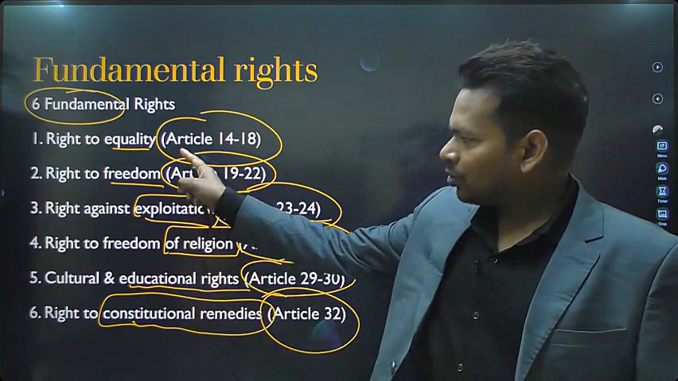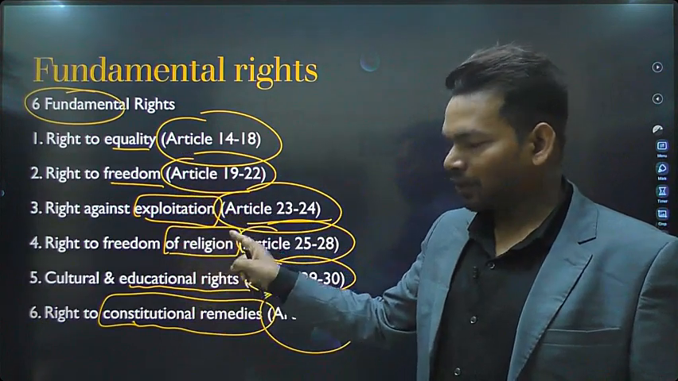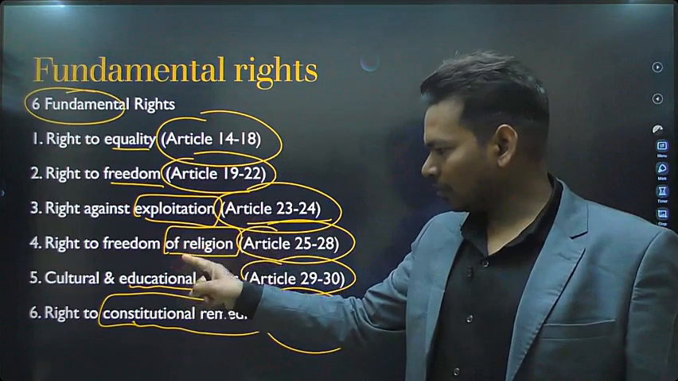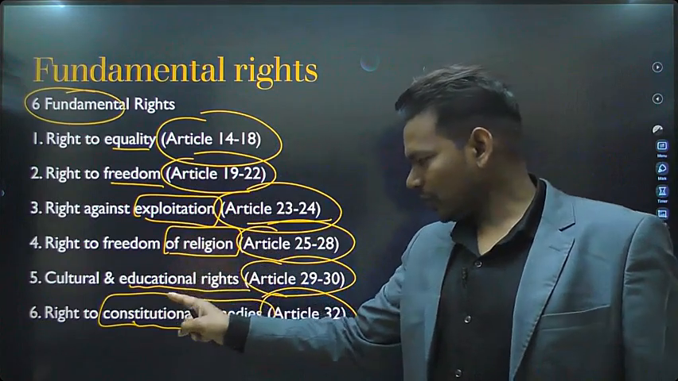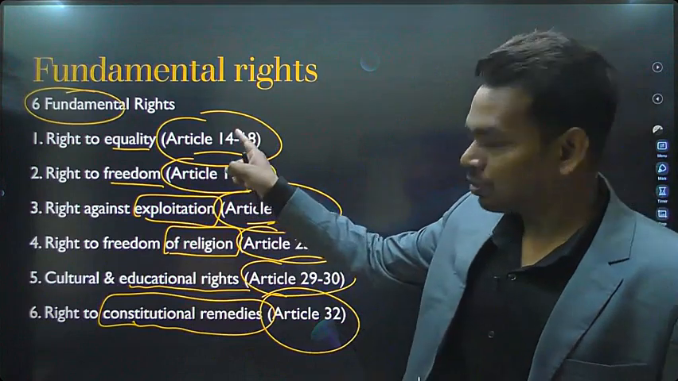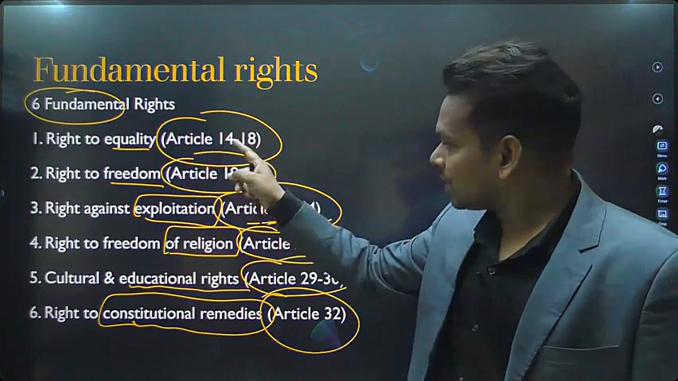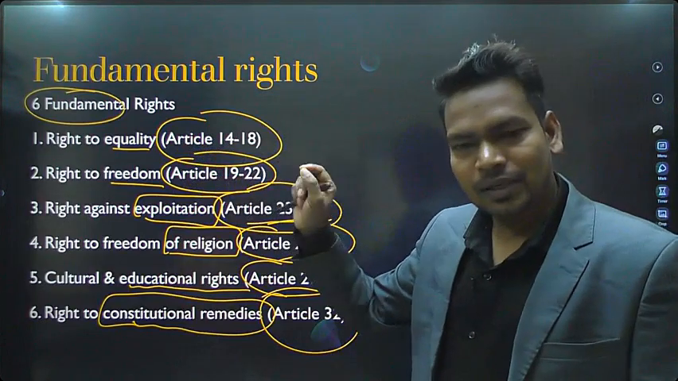So you have the right to equality. You have the right to freedom. You have the right against exploitation. You have the right to freedom of religion. The cultural and educational rights. The right to constitutional remedies, that is Article 32. You need to remember these articles. Right to equality: Article 14, Article 15, Article 16, Article 17, Article 18.